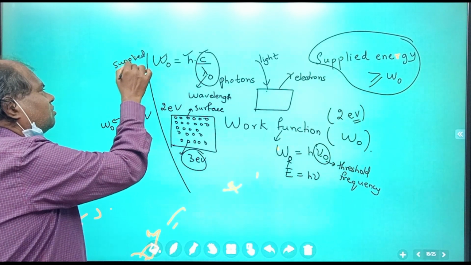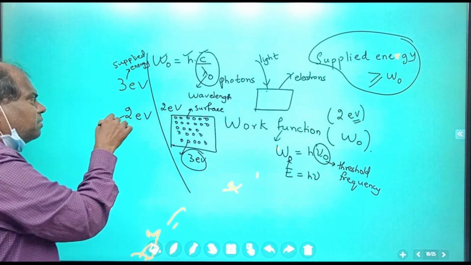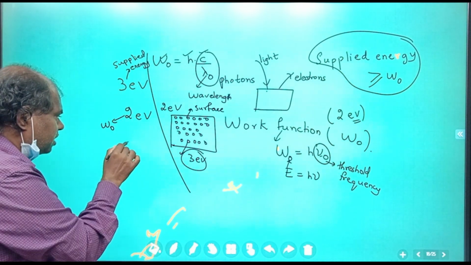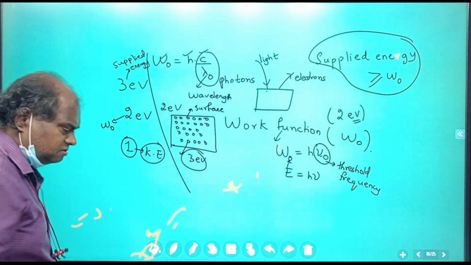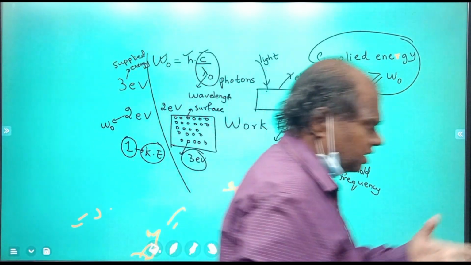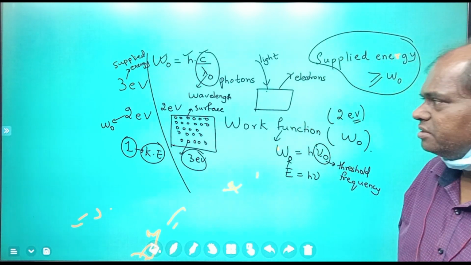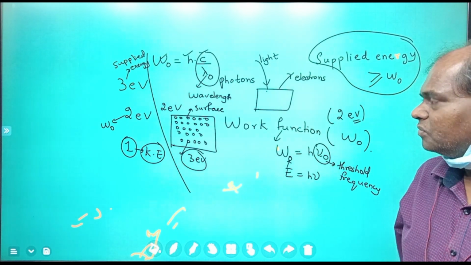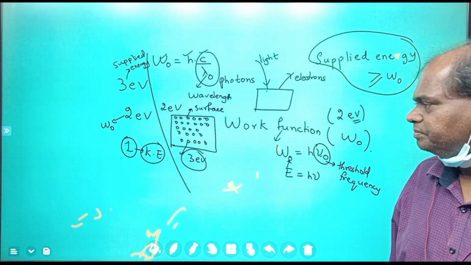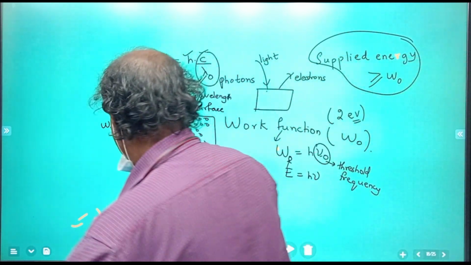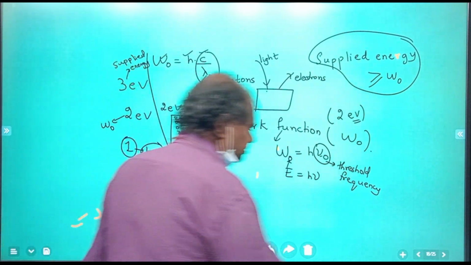So now, student, tell me what will happen to the remaining energy. Okay, 3 you are supplying, 2 is required to come out. So the remaining 1 will be imparted as kinetic energy. So whatever is left will come out as kinetic energy, right? So they can ask you questions on kinetic energy also. They'll give you the supplied energy, they'll give you the W naught value, right? So this is about the photoelectric effect, right? We'll do some on this later.